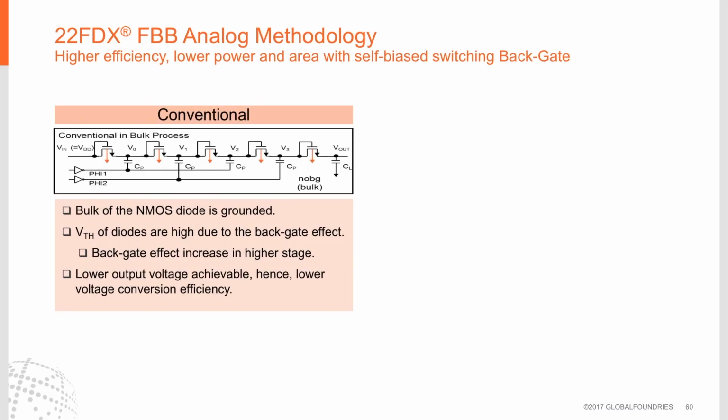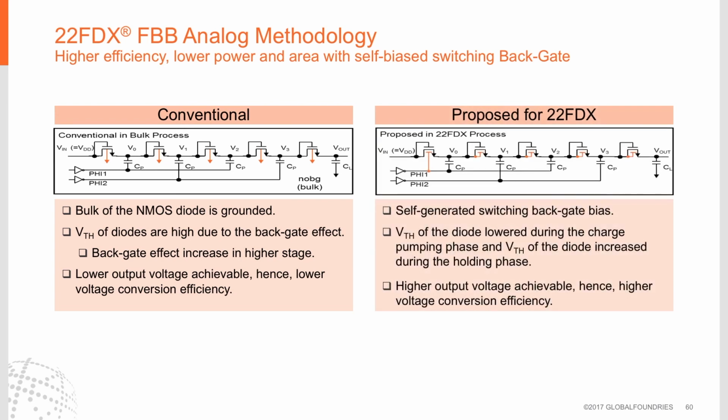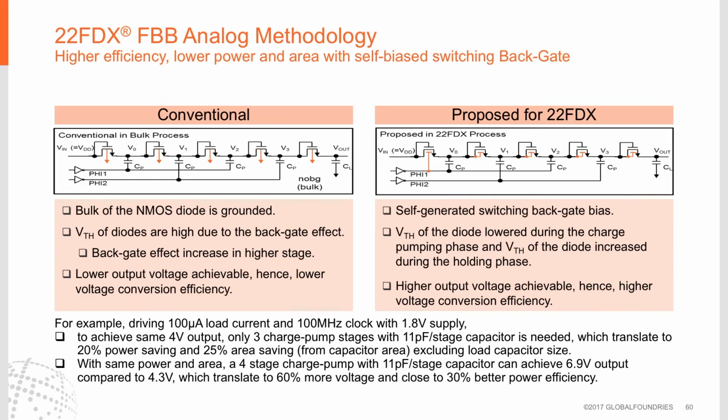A conventional charge pump is shown on the left-hand side, where all the bulks of these devices go to ground. In 22FDX, the back gates of all the devices are hooked up in parallel with the front gates, except for the first stage, where it's driven by an inverter. This means that both sides of the transistor are working, not just one side. The end result is that to achieve the same 4-volt output, only 3 charge pump stages are needed, and we can save 20% in power and 25% in area.